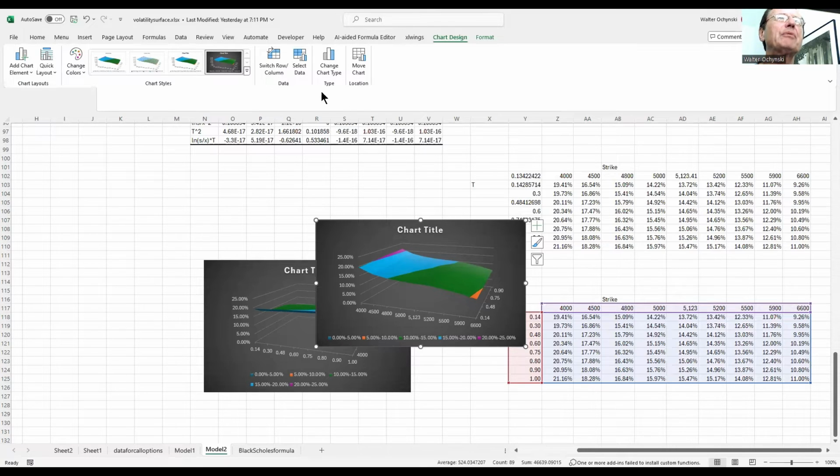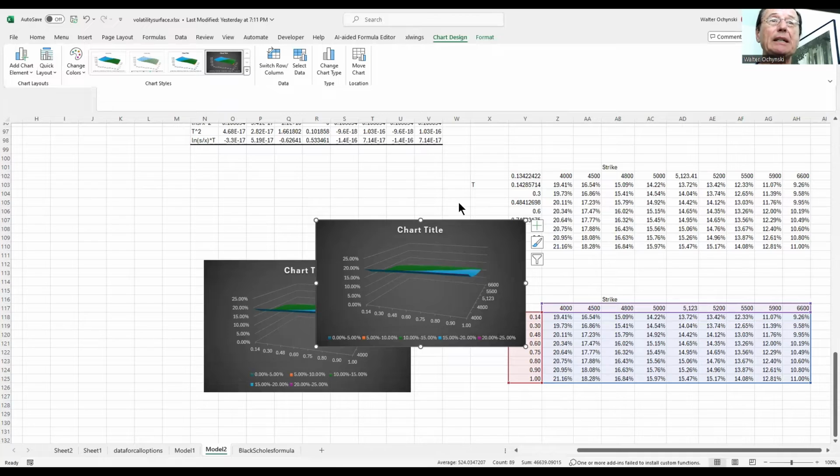And what I prefer, I want to switch row and column so that I have the strike prices on this axis and time on this axis and volatility here. So you see this, I have created the volatility surface. Now you can play around, make a chart title, add a nice description for both strike prices and time, and so on. But in principle, the surface is already created and can be used for other purposes.